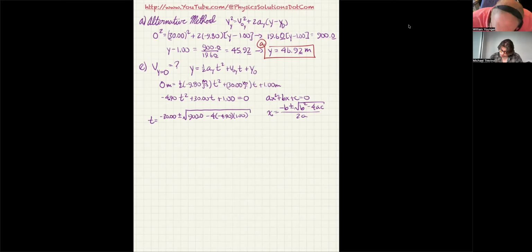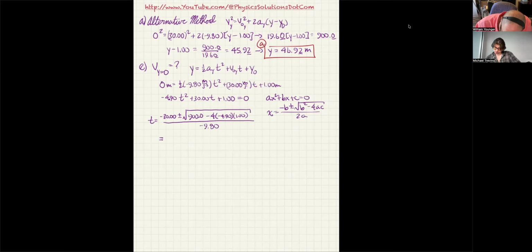Not only that, because the a term was negative, there's no way you can get a negative under the square root. So we're going to get a good positive value. And then 2a would be negative 9.80, and of course that's in units of meters per second per second. So we're going to have meters per second divided by meters per second per second, and that means it should come out to be just seconds.